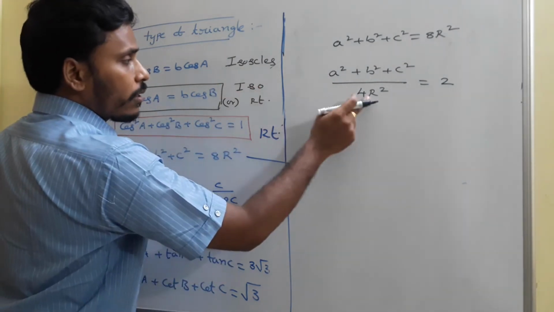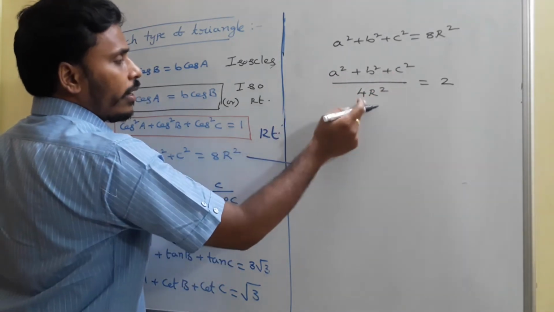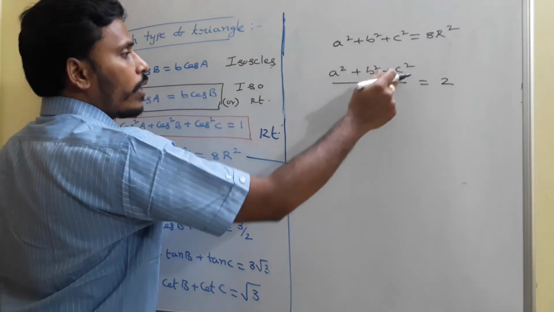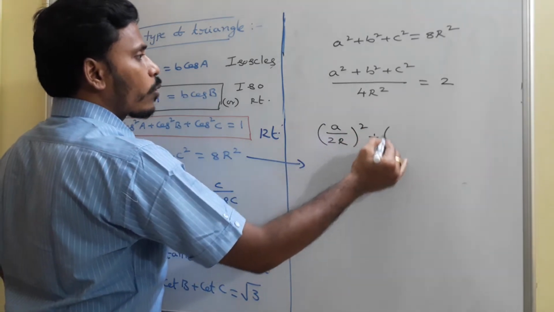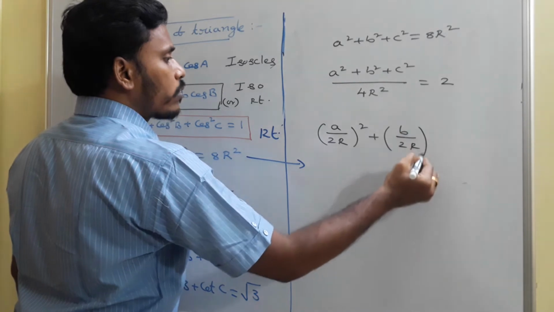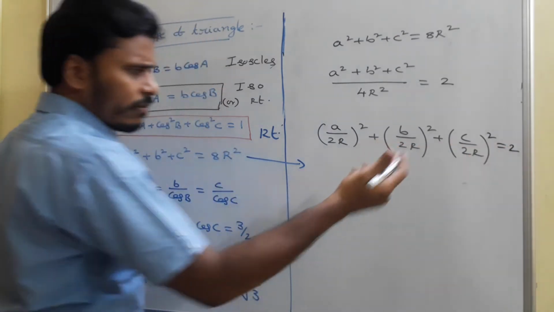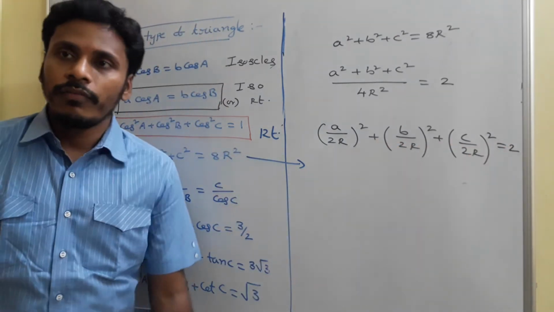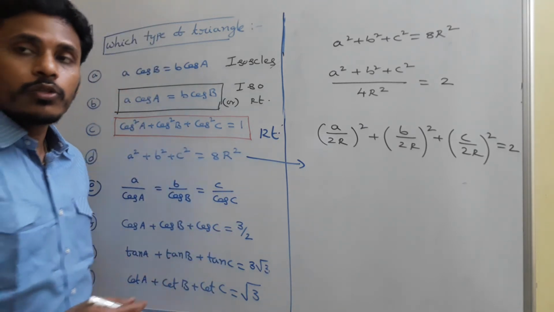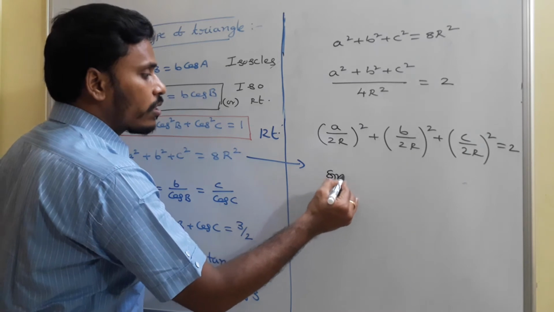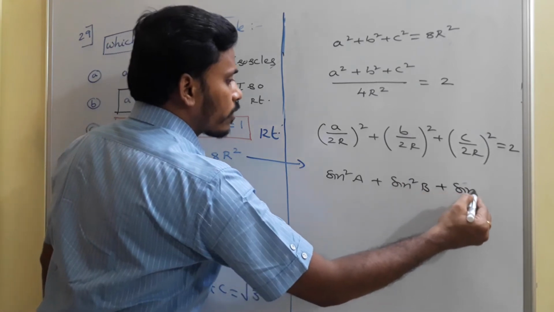Now a square plus b square plus c square by 4r square, there is a chance to split it: a square by 4r square, b square by 4r square, c square by 4r square. At the end I will write it like this: a by 2r whole square plus b by 2r whole square plus c by 2r whole square equals 2. Right? And a by 2r, we know the sine rule: a by sine a equals b by sine b equals c by sine c equals 2r. So a by 2r is sine a. So this is simply sine square a plus sine square b plus sine square c equals 2.